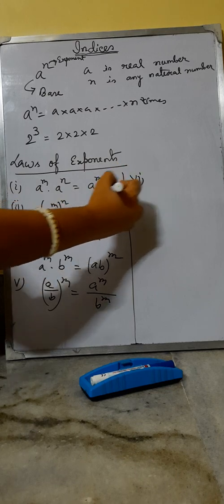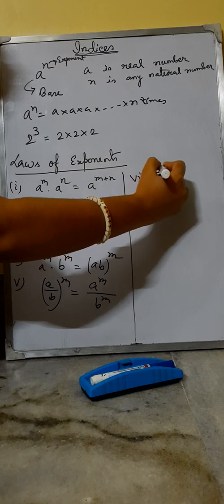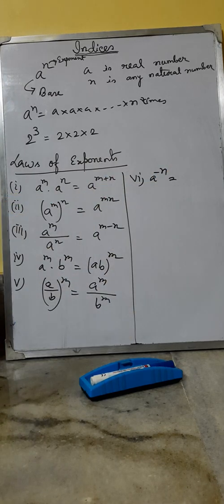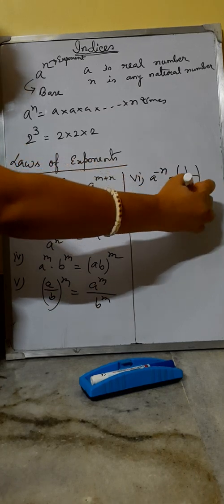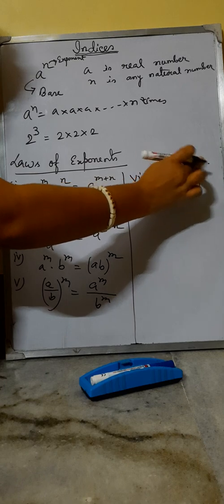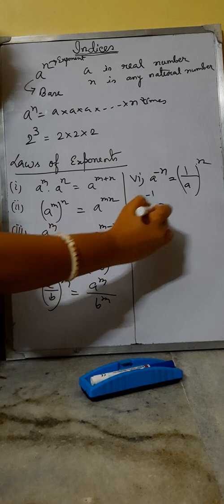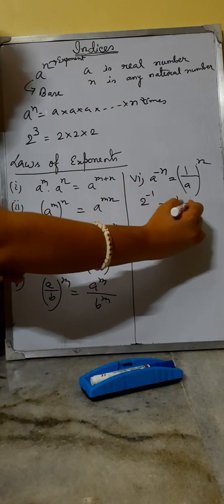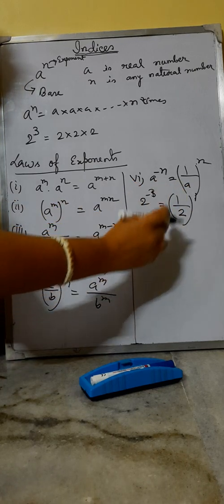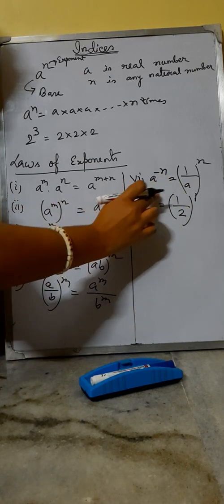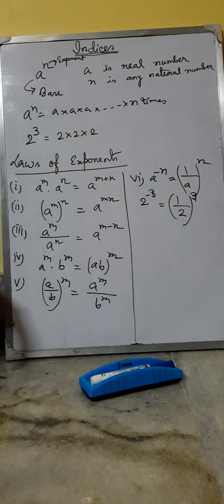Sixth law states that a to the power minus n means 1 by a whole to the power n. Suppose 2 to the power minus 1, that means 1 by 2 whole to the power 1. If it is given 2 to the power minus 3, the minus symbol means 1 by 2, and 3 is given, so power will be 3. Okay.